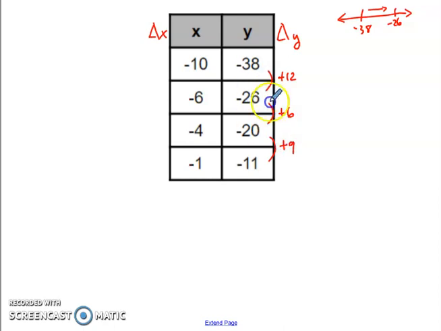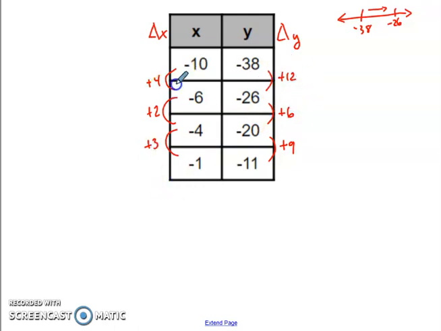Okay, and if you're not sure what the difference is, you're subtracting them. These are all negatives, right? So we're going to subtract to find the difference between them. All right, here, negative 10 to negative 6, that's plus 4. Negative 6 to negative 4, that's plus 2, because I'm getting more positive, right? Negative 4 to negative 1, it's going to be plus 3.